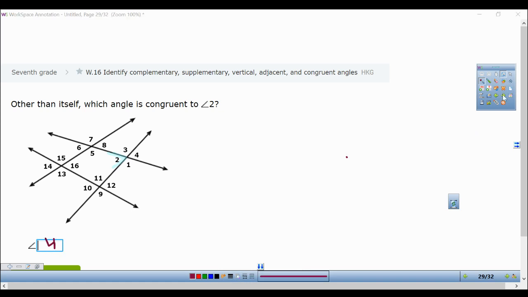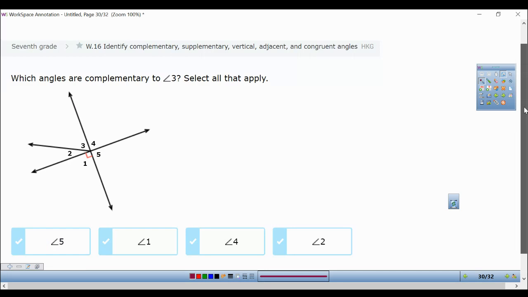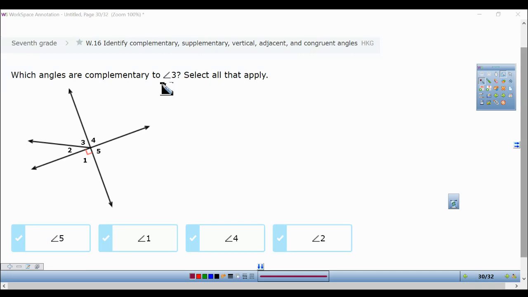Next question. It says, which angles are complementary to angle 3? Select all that apply. Complementary means they have to add up to be a 90-degree angle. Now we know that angle 1 is 90 degrees. We know that this is a straight line. So that means that this angle right here is also a 90-degree angle since that's a straight line.